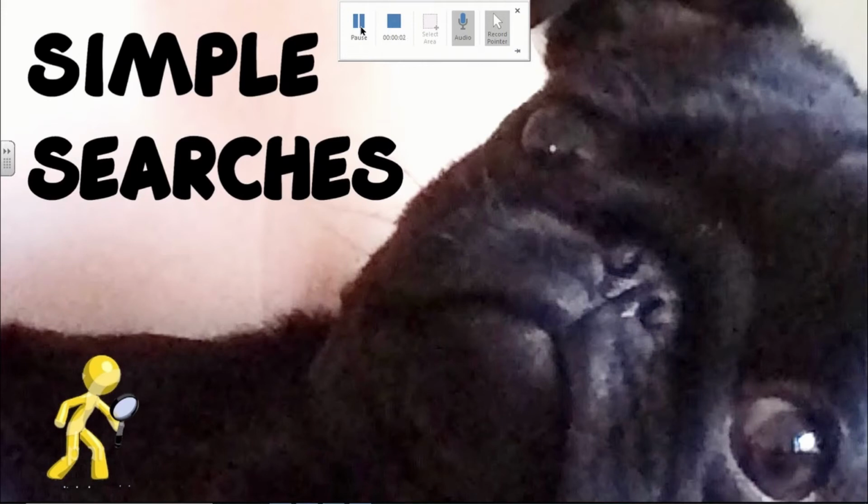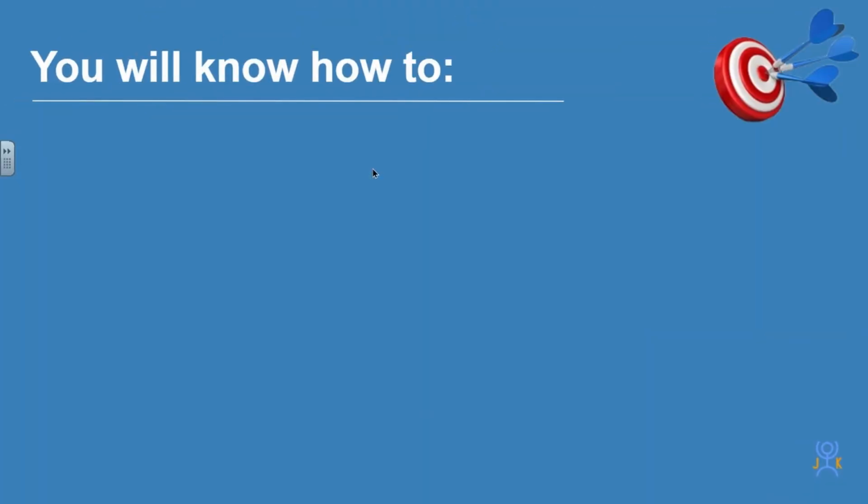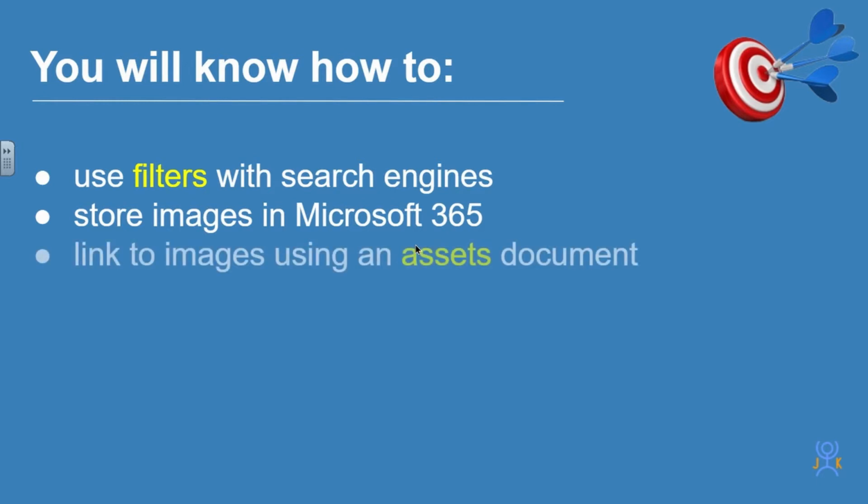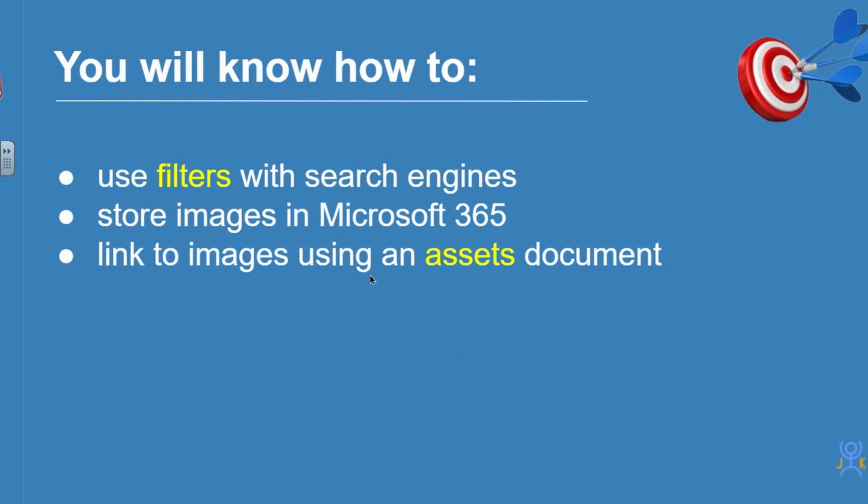Welcome to this tutorial on simple searching. During this lesson you will learn how to use filters with search engines to make your searches more accurate and quicker. You'll learn how to store images in Microsoft 365 and link images using an assets document so you can find them again in the future.